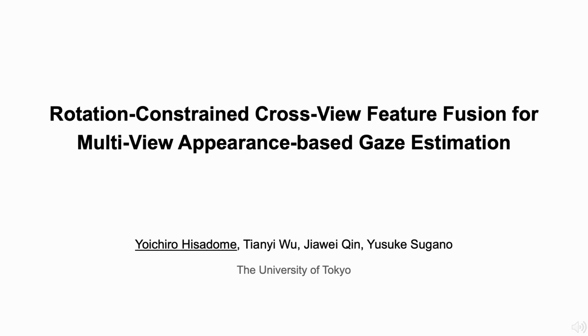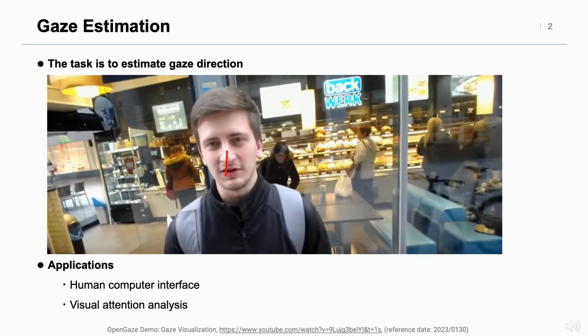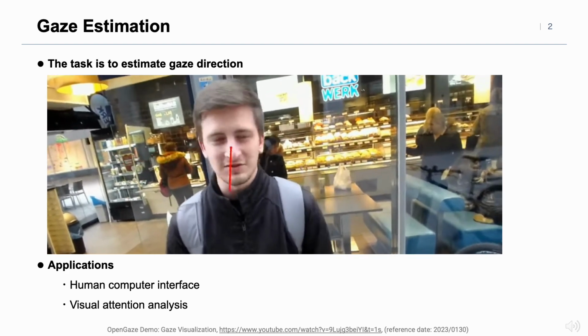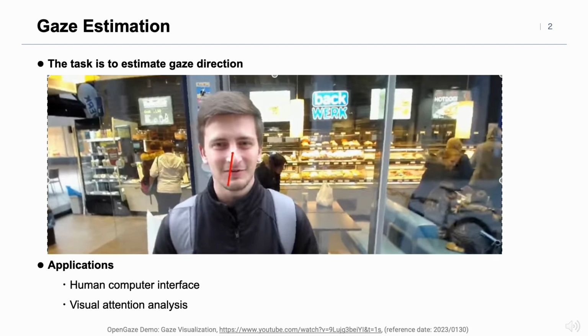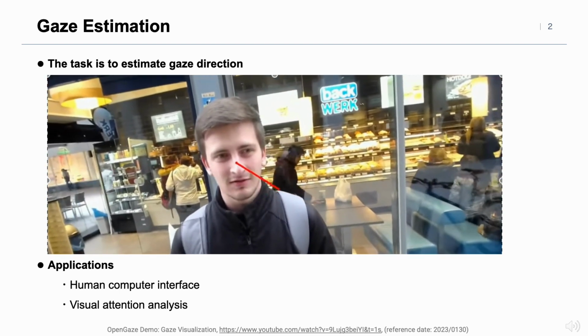We are excited to share our paper titled Rotation-Constrained Cross-View Feature Fusion for Multi-View Appearance-Based Gaze Estimation. To start, let me briefly introduce gaze estimation. Gaze estimation is a technology used to predict the direction of an individual's gaze. Typically, this direction is represented by a three-dimensional vector, as displayed in this video.